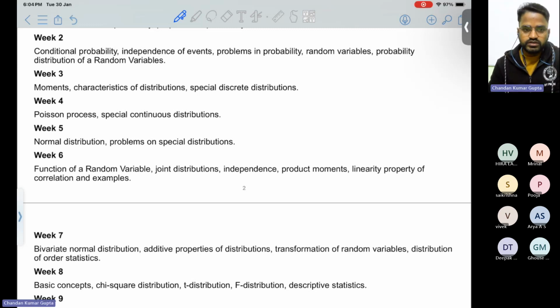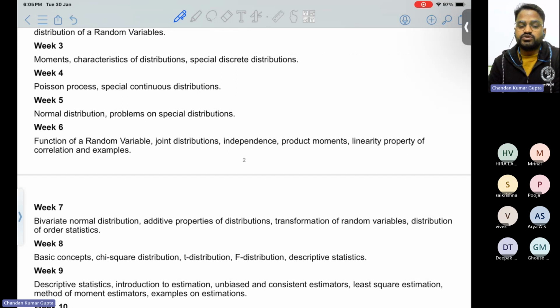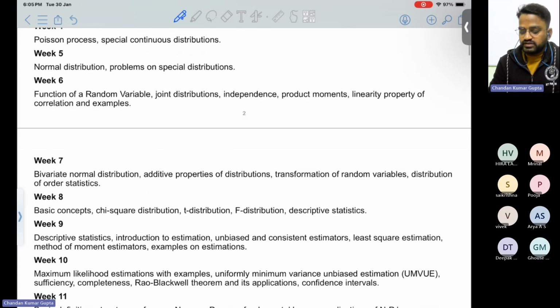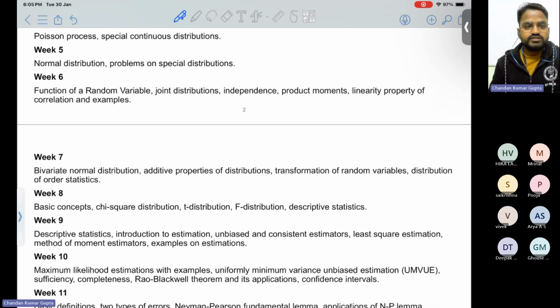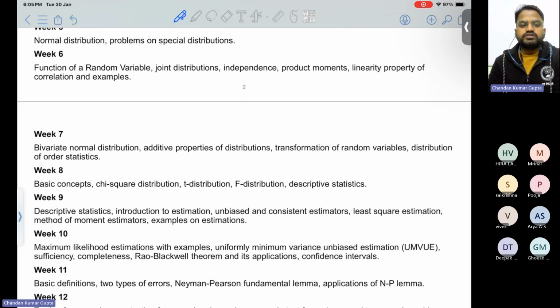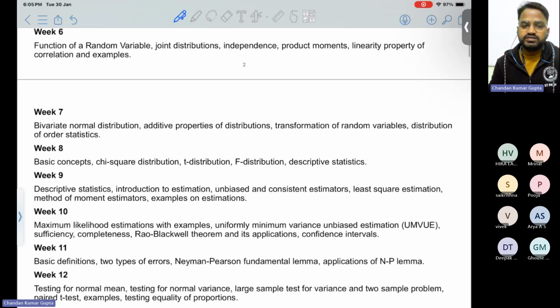In week 4, the Poisson process and Poisson distribution, which is also a kind of discrete distribution. And then in week 4, we will also discuss continuous distribution functions, like the normal distribution function and uniform distribution function, maybe the log normal distribution function, and so on. And in the 6th week, we will discuss random variables, joint distribution, and independence of moments. These are the outlines of the course.